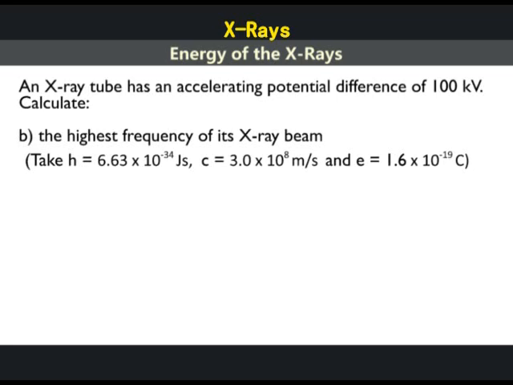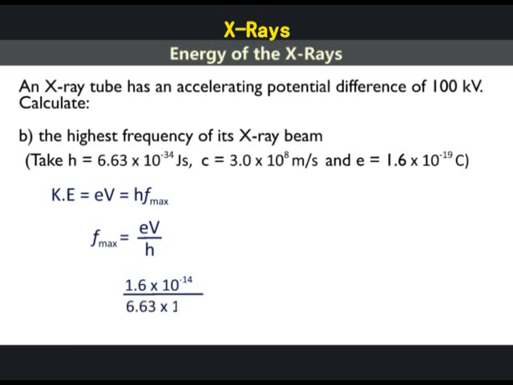B, maximum frequency. This will be achieved when all the kinetic energy is used to produce X-rays. In this case, kinetic energy will be equal to eV, which is equal to hf maximum. And that means f maximum is equal to eV over h. We already have eV, so f maximum is equal to 1.6 times 10 to the power negative 14 joules over 6.63 times 10 to the power negative 34 joule seconds. And that gives us 2.4 times 10 to the power 19 hertz.